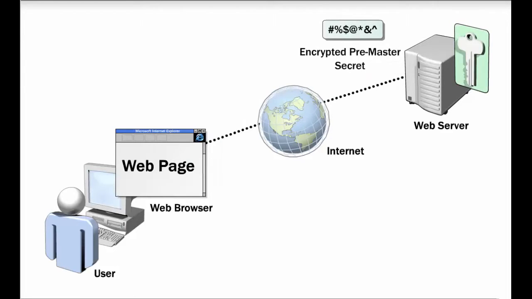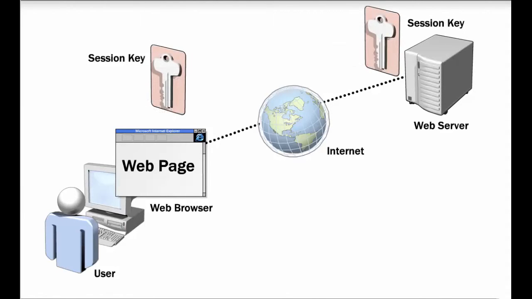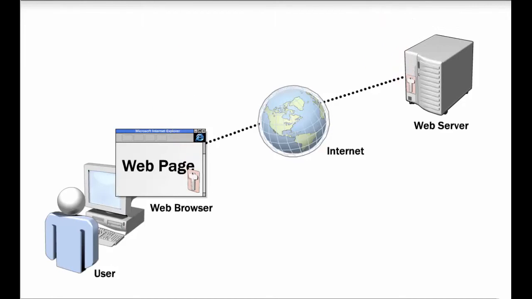The web server uses its private key to decrypt the pre-master secret. At this point, both the web browser and the web server possess the pre-master secret. The web server and the web client use the pre-master secret to create a session key. The session key is a symmetric key, which is used only for the current SSL session. Because both the web browser and the web server use the same algorithm, both sides create the same session key.